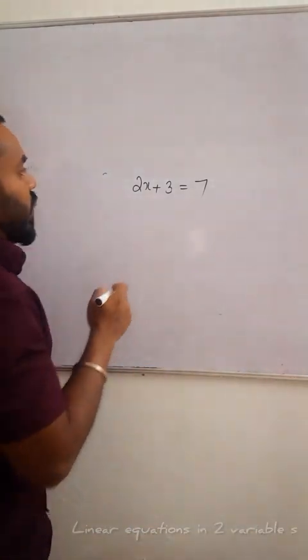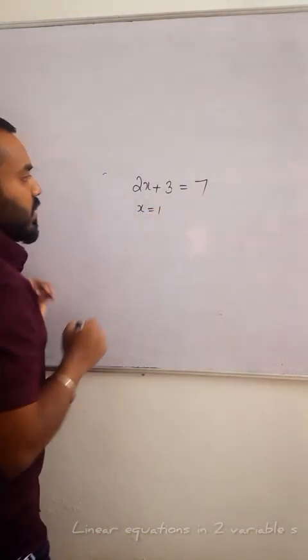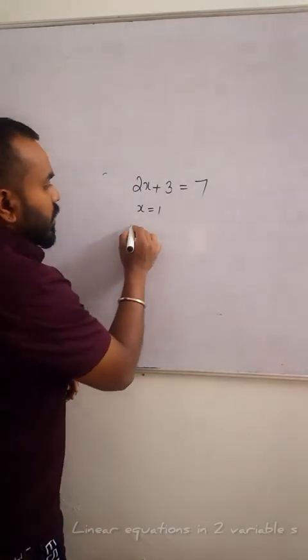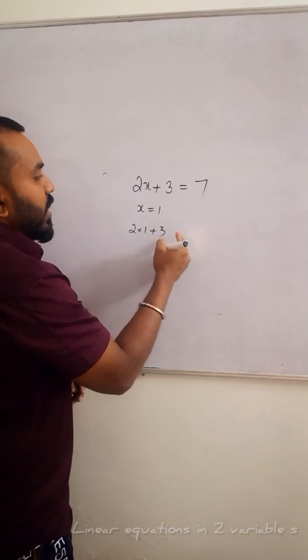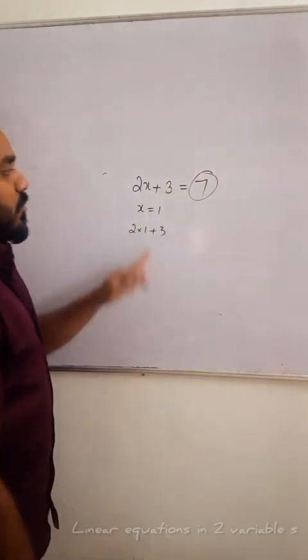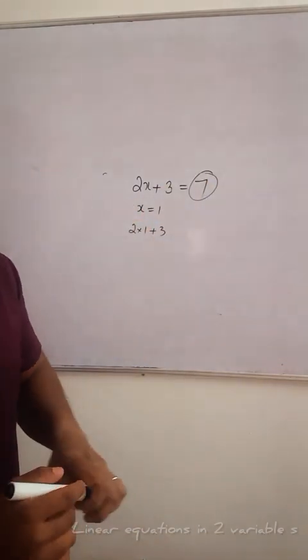For example, what will happen if I substitute x as 1? If you substitute x as 1, it will be 2 into 1 plus 3. What is 2 into 1? That is 2. 2 plus 3, it is 5. I'm getting 5. I'm not getting 7. So you can say that x is equal to 1 is not a solution of this.